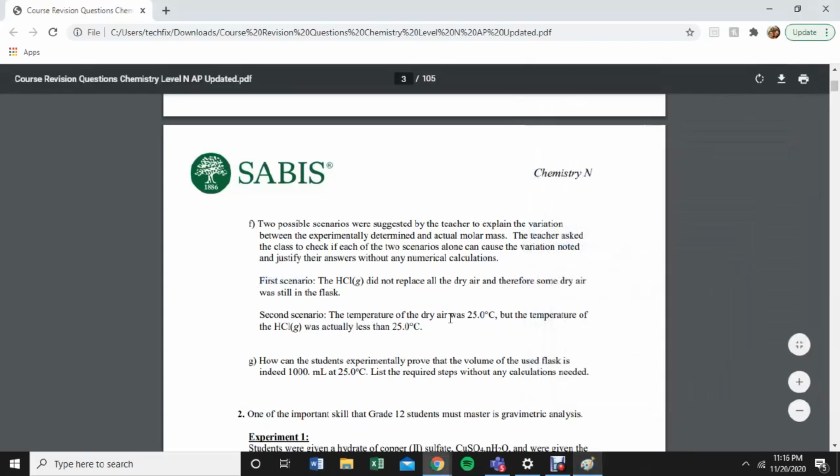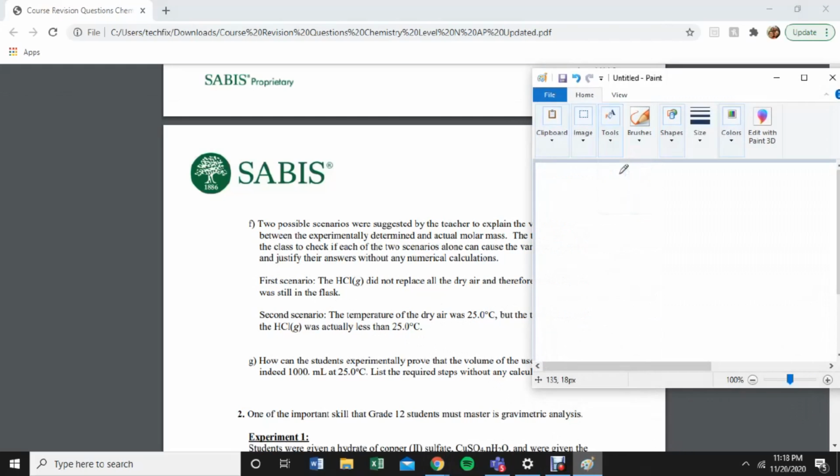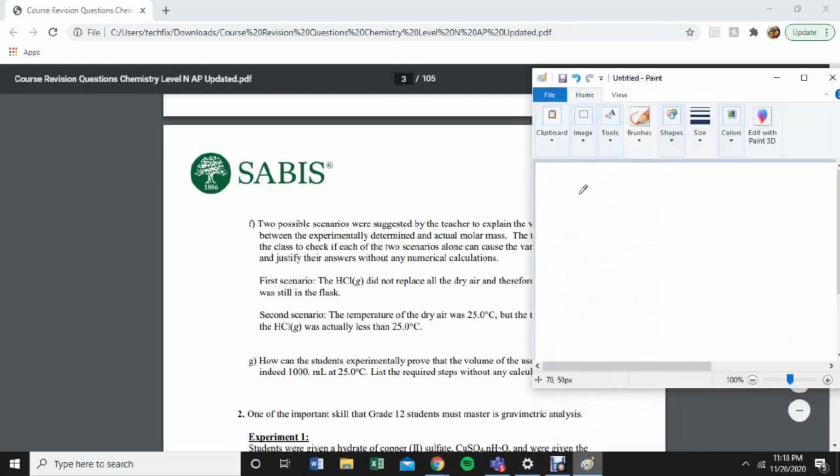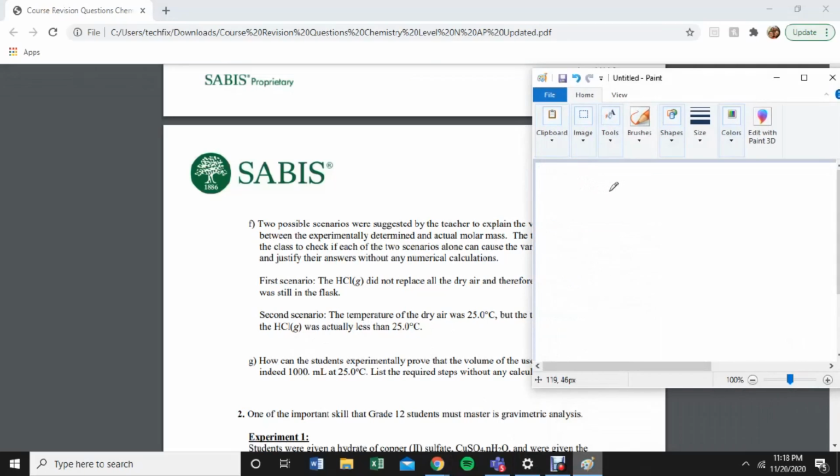Second scenario: the temperature of dry air was 25, but the temperature of HCl was less than 25. For the second scenario, they're saying the temperature of the dry air was 25 degrees Celsius, but the temperature of HCl was actually less than 25. Density increases with decreasing temperature. So if the temperature is lower, then density would be higher. So when you do mass equals density times volume, and the temperature is lower, density is up, which means the mass would also increase, so it would be greater than 36.5, right?